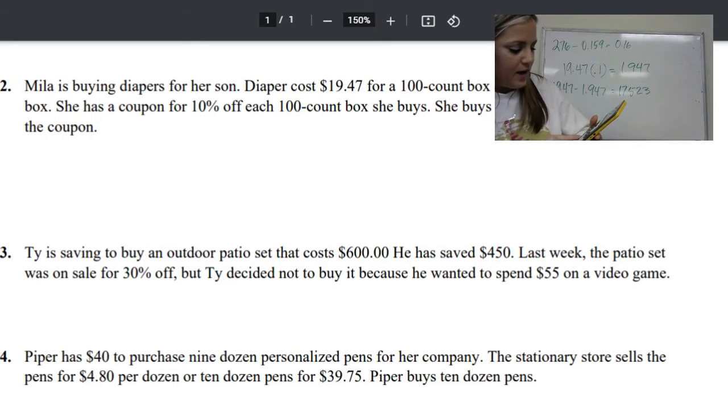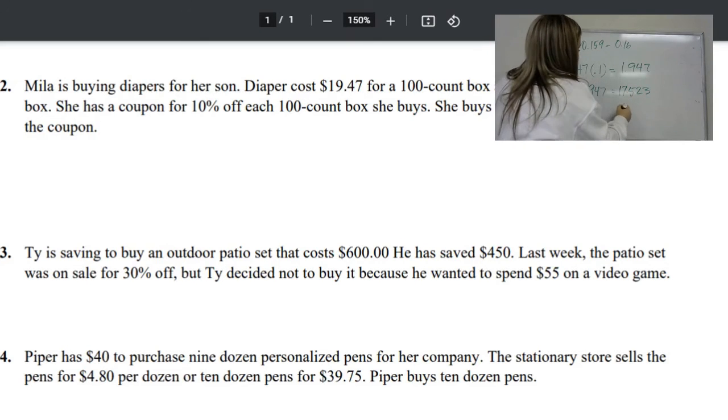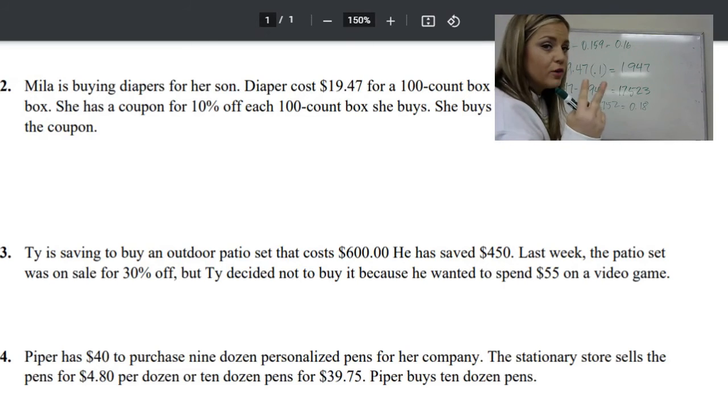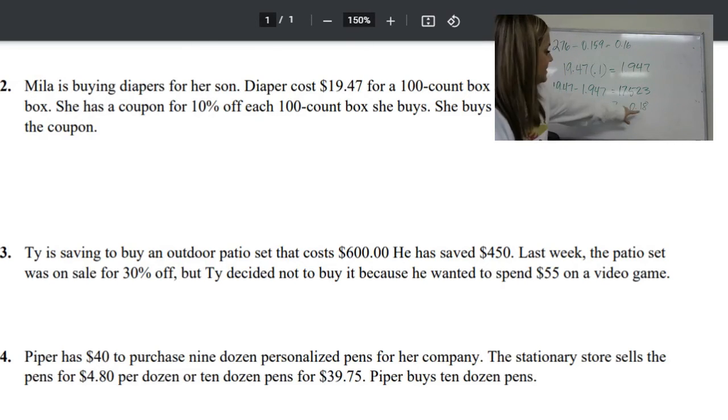We're going to divide that by 100, and you get 0.1752. So it's about 0.18 cents a diaper. So it's about 18 cents a diaper, y'all. So even if she bought 200 diapers, it's still 18 cents a diaper.